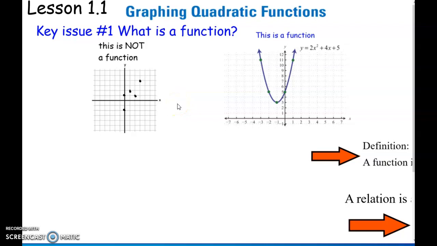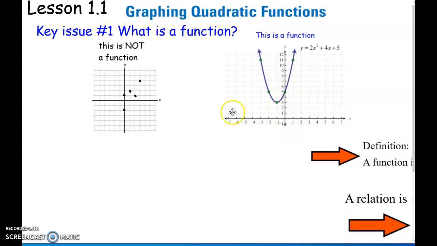Some things you might notice are these are individual points, and this is actually a curve with some points on the curve. So if I look here, it looks like these points are all by themselves. And if I look down to the x-axis, this point right here is negative 3, 1, and this is negative 2, 5, and this is negative 1, 3.